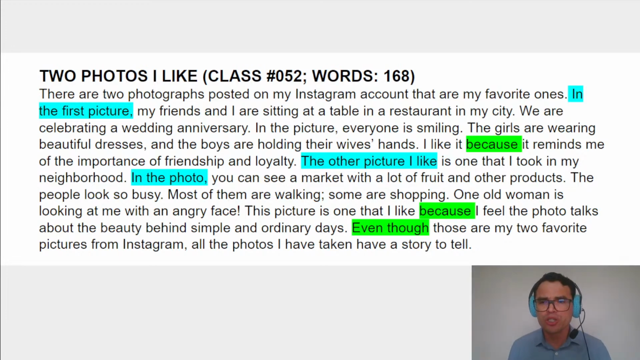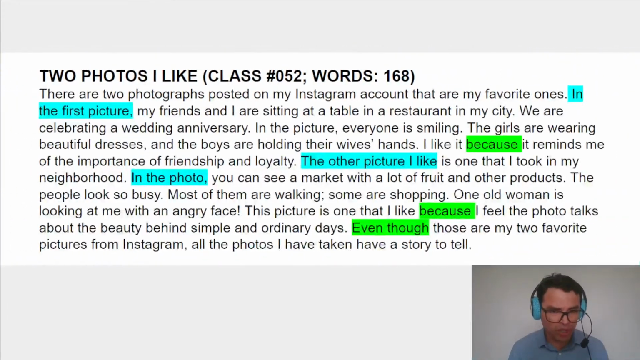There are expressions to give reasons, or phrases to give reasons, or words to give reasons, I should say, the green ones: because, and even though. This allows you to show contrast. Even though you have two favorite ones, you like all of them. Even though, very useful to express contrast.